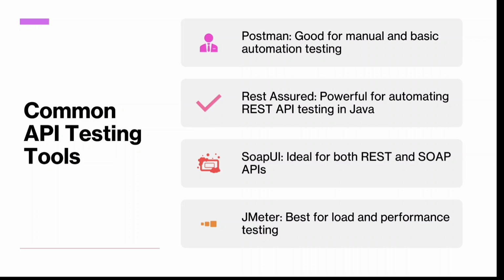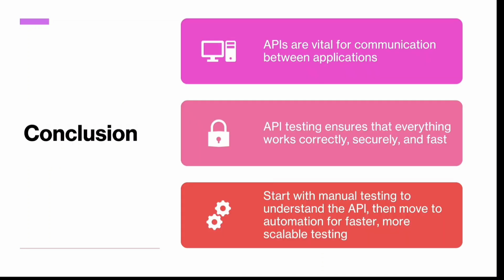JMeter is best for load and performance testing. Through JMeter, we can check the load and performance of our system. We can mimic a bunch of concurrent users and bombard the server with requests, and we can check whether our server is able to properly handle the load or not. And also we can calculate the response time from our server end.